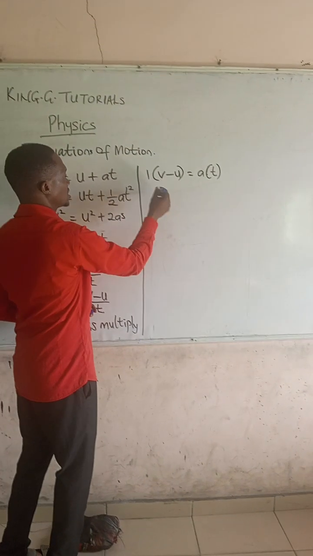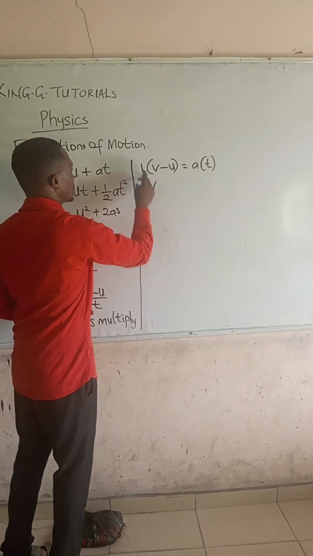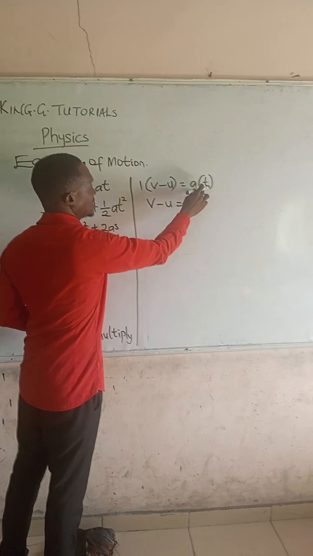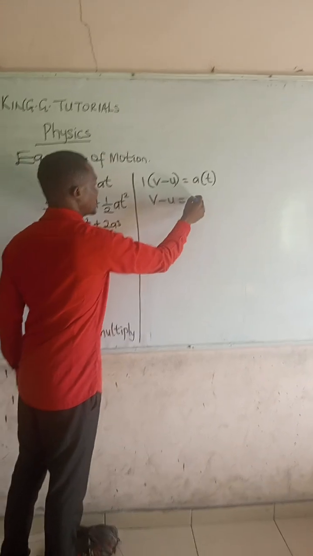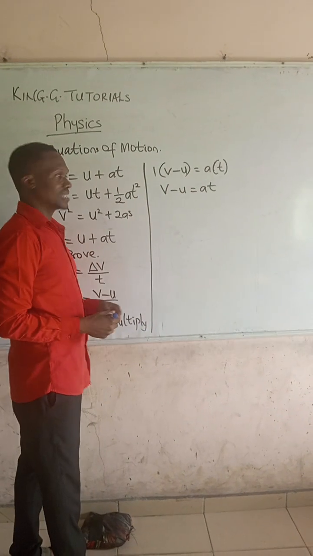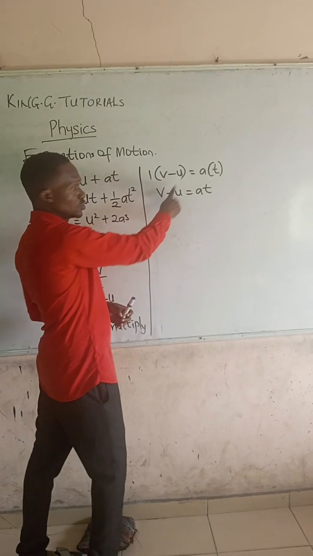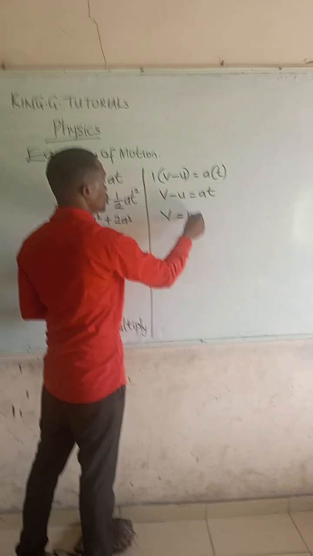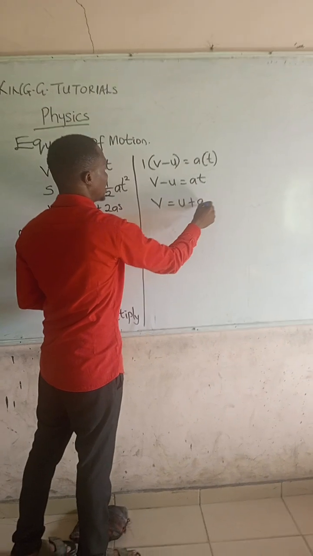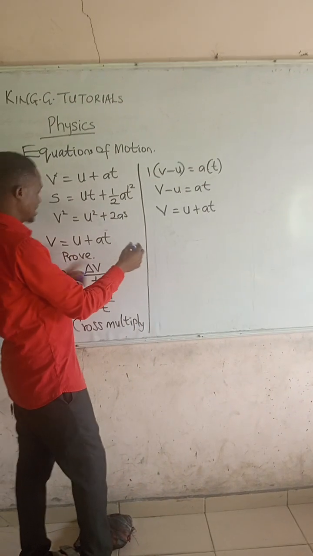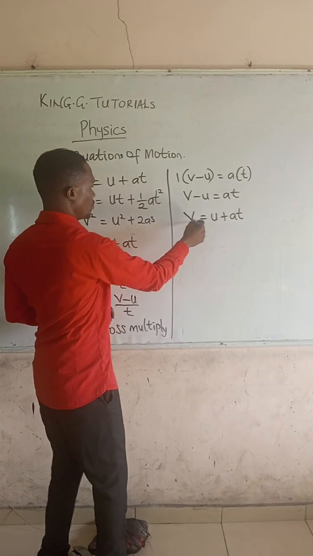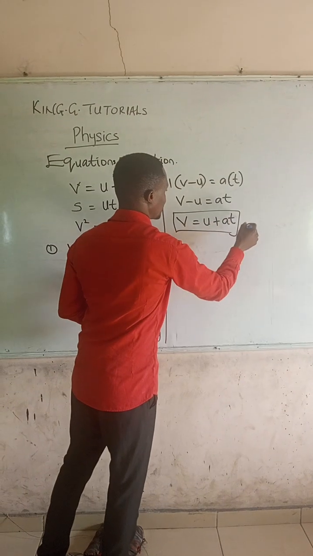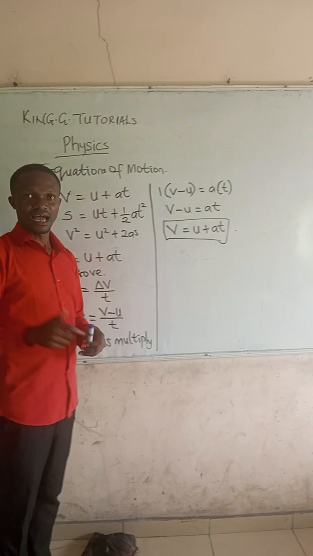So 1 times V is V, 1 times minus U is minus U, equal to A times T, which is AT. So we take this U to the other side to give us V equals U plus AT. This is the proof of V equal to U plus AT. I hope it is clear.